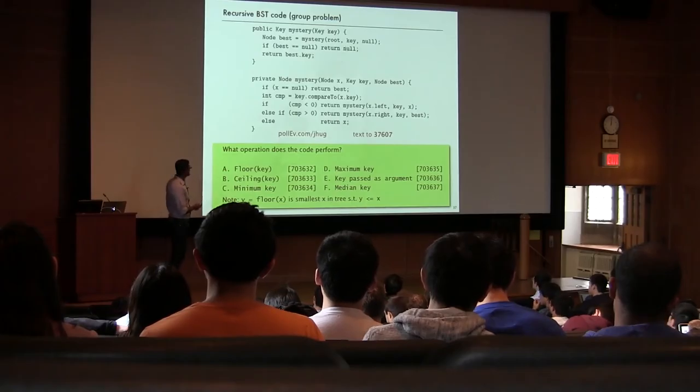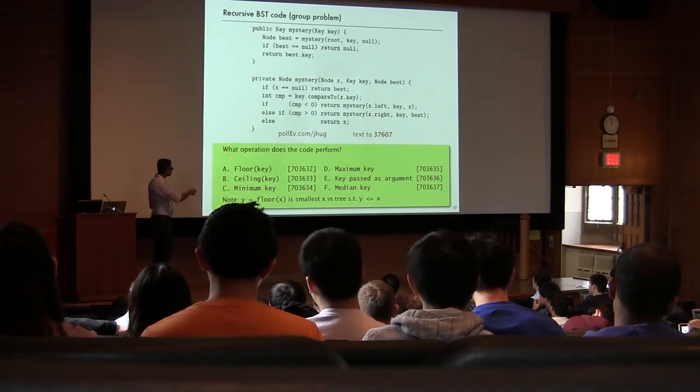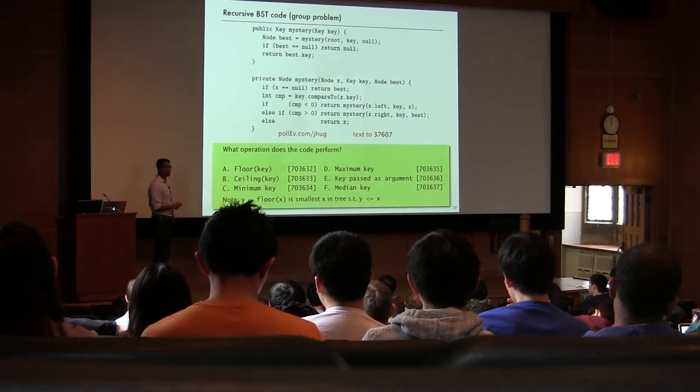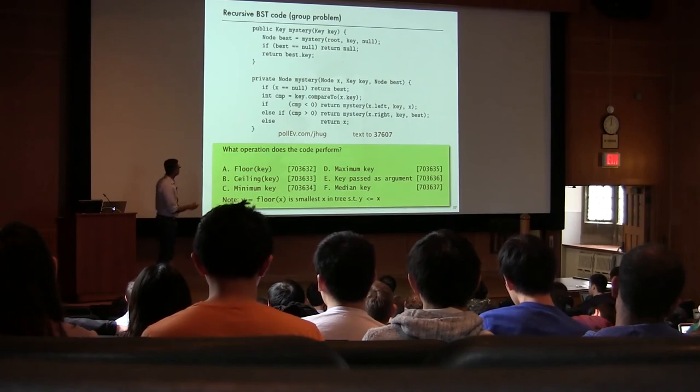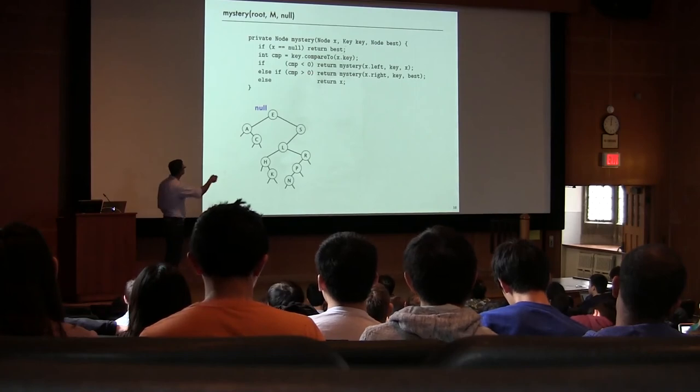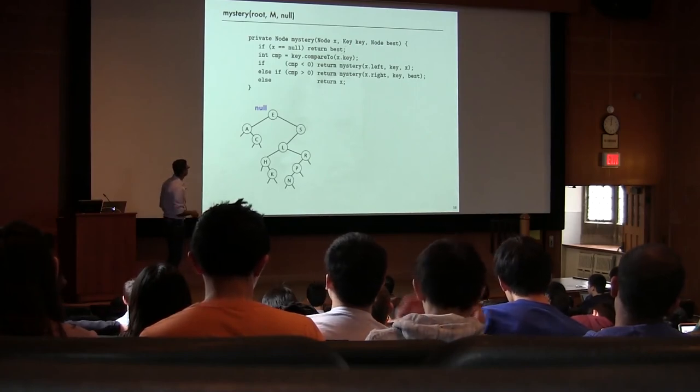But let's look at this visually and try to see what it's doing. So let's focus on these two. Maybe it's ceiling or floor, because the others are looking kind of unlikely. So let's try to see if we can figure out which one of those it might be. So here's what's going on. Here's the code over there again.